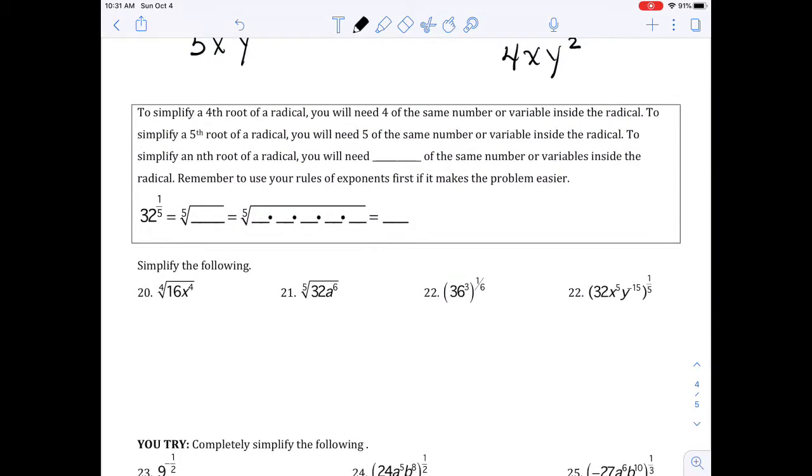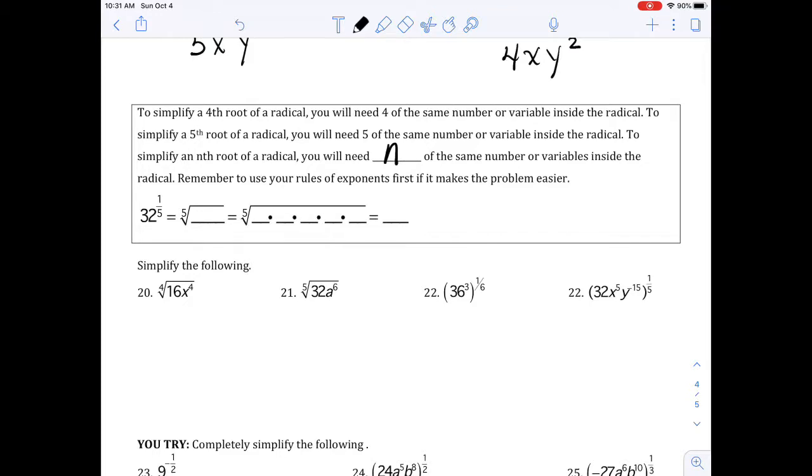All right, so we're almost done with the notes here. The last topic we're going to do is what happens when the index is something different, like a 4th root or a 5th root. You're going to do the same thing you did with cube roots, all right? Keep thinking about what it meant to have a cube root. It was 3 of the same. So for 4th root, it would be 4 of the same. Or 5th root, it would be 5 of the same. Nth root, you would need n of the same number or variables inside the radical.